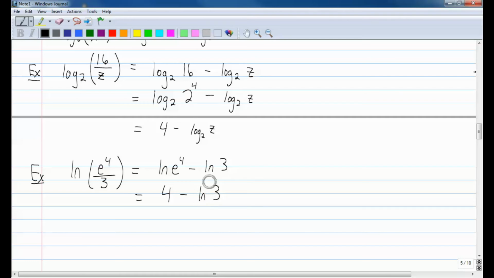Now, natural log of 3 is a constant. It's an actual number. If I punch that in my calculator, I get natural log of 3 is 1.0986, and so on and so forth. But leaving it like this would be the most correct answer. This is in exact form. Okay.